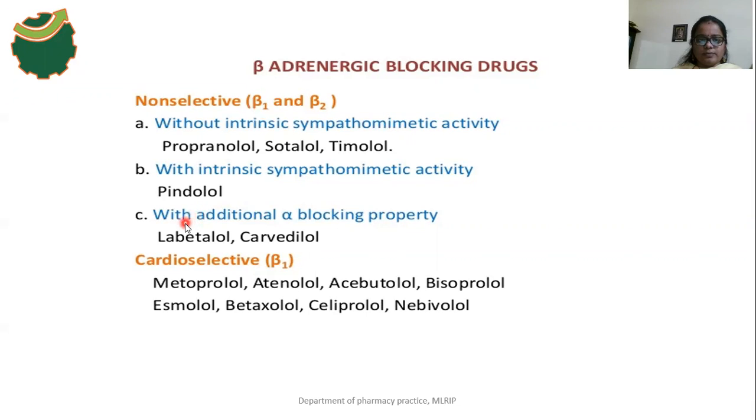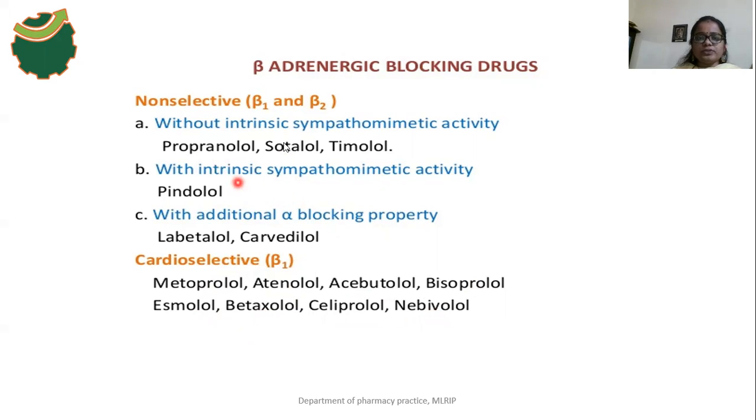The third one is with additional alpha blocking property. Along with the beta blocking property, labetalol and carvedilol have alpha blocking property, meaning they block two kinds of receptors, alpha receptors and beta receptors. Next are the cardio-selective drugs, which specifically block the beta-1 receptors. Examples are metoprolol, atenolol, acebutolol, bisoprolol, esmolol, betaxolol, celiprolol, and nebivolol.